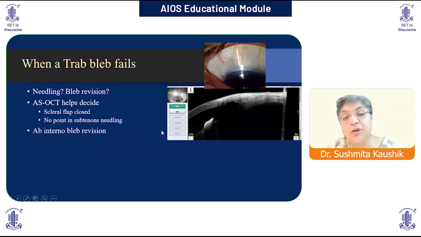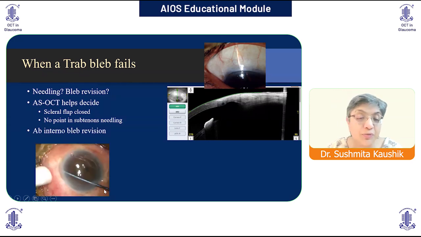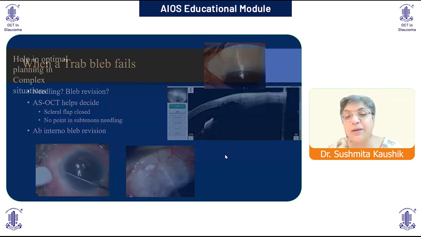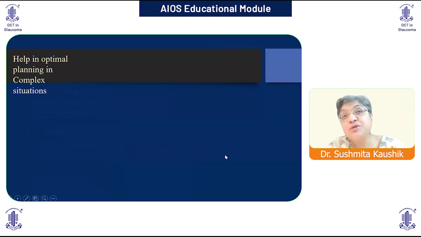So we did something called an ab interno revision, and what we do in that is we just go in with this large Grover-Feldman spatula, and you can see the end of it is coming out in the subconjunctival space through the scleral flap. And you can see post-operatively compared to this how much more fluid is in, and it's restored flow. And the best part is that it restores posterior flow. So these blebs rather do quite well. But AS-OCT helps us decide what to do.